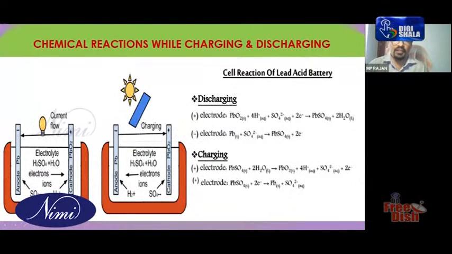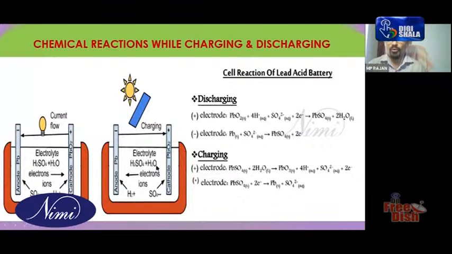So during charging, you can see now it is lead sulfate, both are lead sulfate. Again, H2O, the water content, is more here. So here we are seeing the liberation of water. The sulfuric acid content is reduced and the water content is increased. Here, now during the charging period, this water content is there.